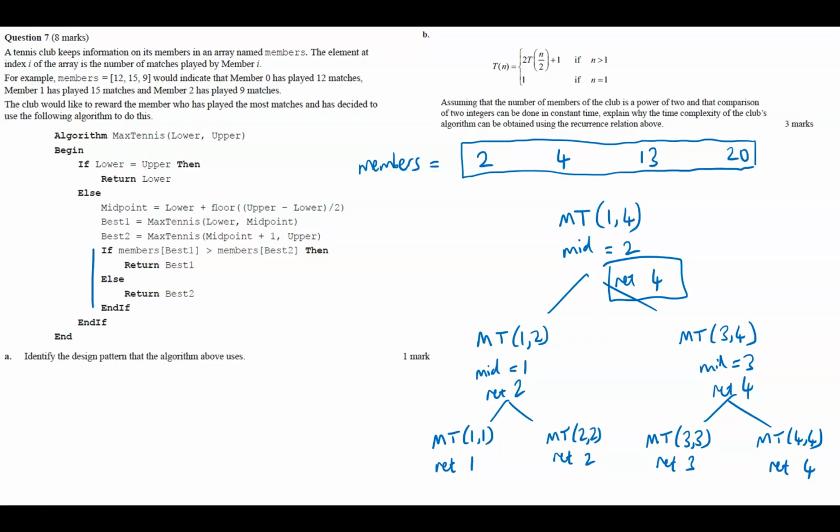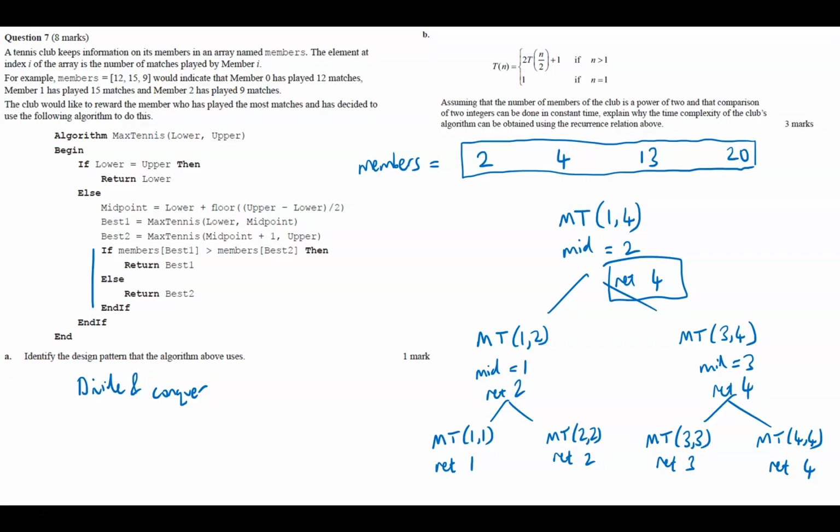Okay, so the design pattern used here is divide and conquer. It's 1 mark. If you said decrease and conquer, that's not right, because we're not making the problem any smaller. Now for part B, we need to explain how this time complexity comes about. I'll leave that diagram there. It might look a bit messy, but I'll write here in red.